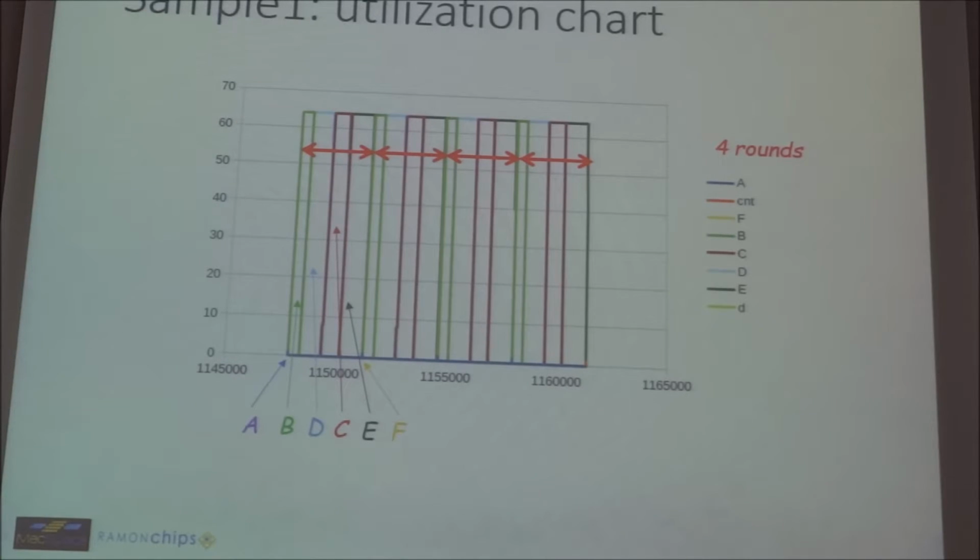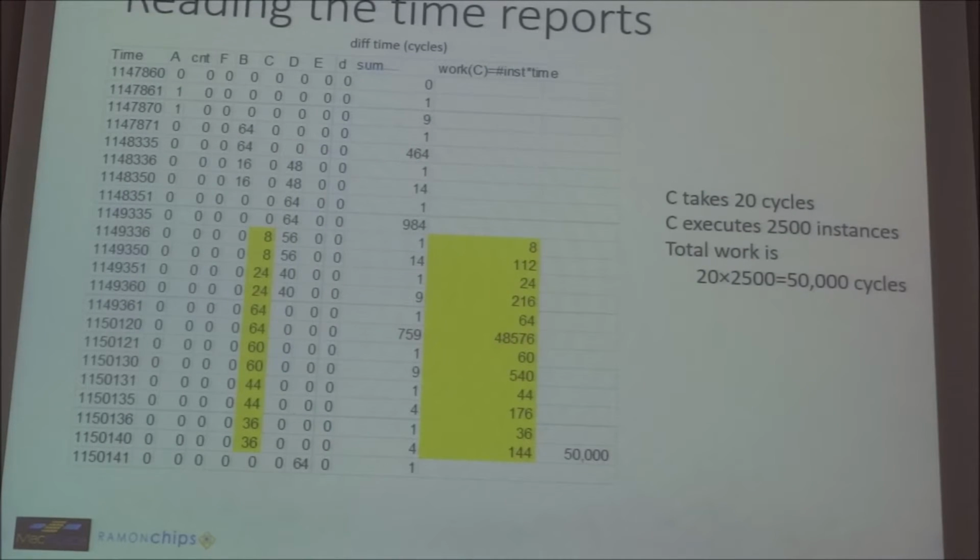Okay, so back to, well, next slide. Reading the time report. So this is an example of the time report. By the way, we see here that B was executing on 64 cores for a long time, doing many instances. A long time is, here I take the difference in time cycles. I just created a new column in the spreadsheet and computed the differences between successive time values, and I got 464 here and one there, 465 units of time.